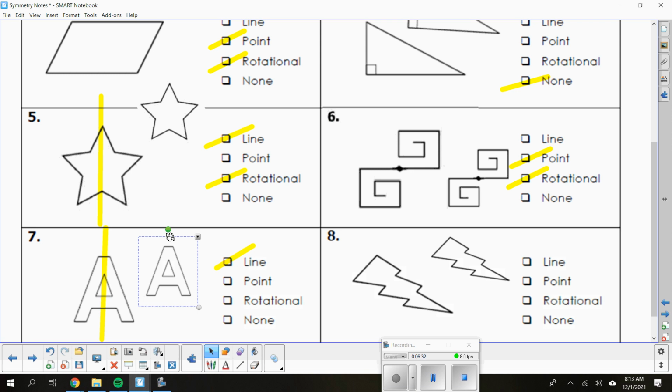And then number 8, I can't put a line anywhere. If I did point symmetry, 180, nope. At any point as I'm rotating it, it doesn't look the exact same before I get back to the start. Nope. So this one would be another example of none.